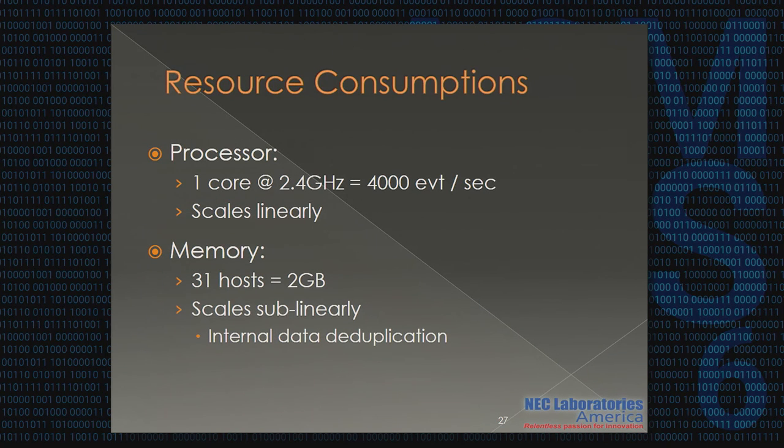For the resource consumption, our algorithm as evaluated works on a single core at 2.4 gigahertz and is able to process about 4,000 events per second. And because the reduction technique works independently on different hosts, our processing capability is linearly scalable. Just add more CPU cores and it automatically becomes much faster. And for memory consumption, we have about 31 hosts and use about 2 gigabytes of RAM. And it actually scales sublinearly because we have internally implemented a data deduplication technique. So for example, if the same path appears in more than one host, they only use one piece of memory inside our system.